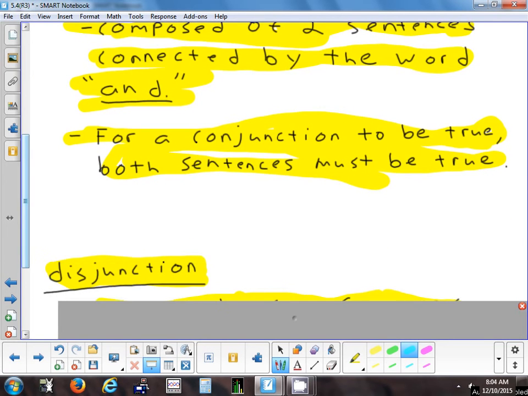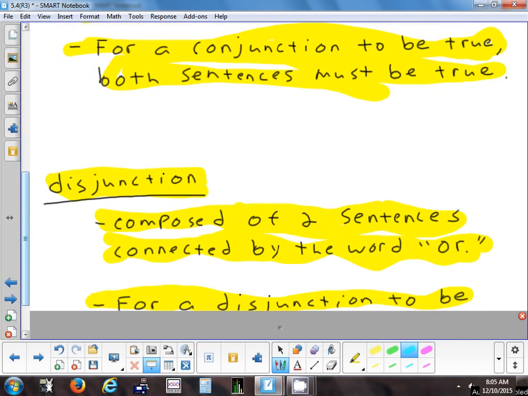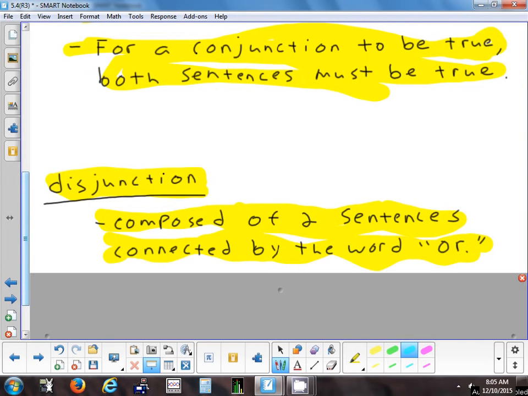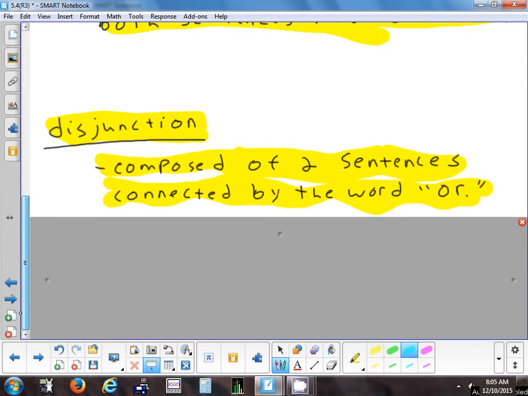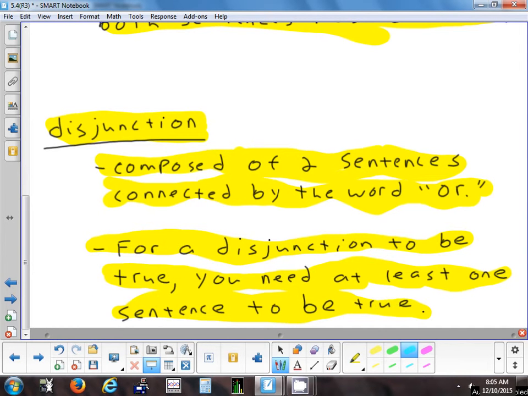All right, how about disjunction? What one word do you think of when you think disjunction? Justin? Or. Yeah, we think or. So that's two sentences connected by the word or. Now, for an or to be true, do you need both of them or just one of them? Correct, you just need one of them. So for a disjunction to be true, you just need at least one sentence to be true. So when we graph disjunctions, it doesn't have to be where they both overlap. It can be one or it can be the other. So in this case, we're just going to graph everything.